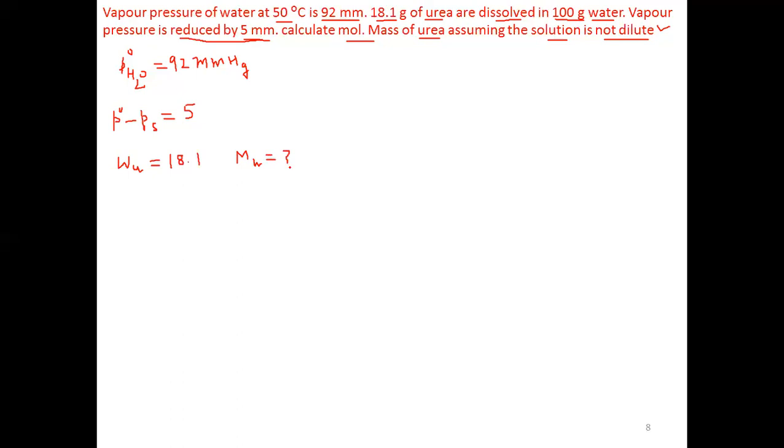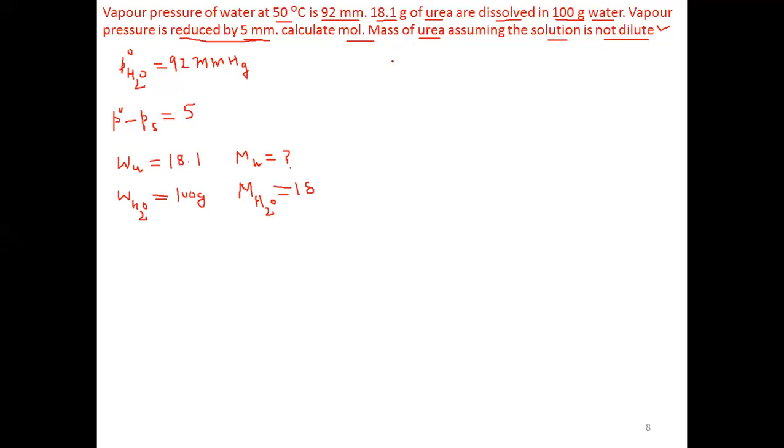We have to calculate the molecular weight of urea, Mu, which is the question. Next thing given is the weight of solvent, which is water, something like 100 gram. Molecular weight we know, no need to write, but I will write it for your reference. Molecular weight of water is 18. Now we have to calculate the molecular mass of urea.